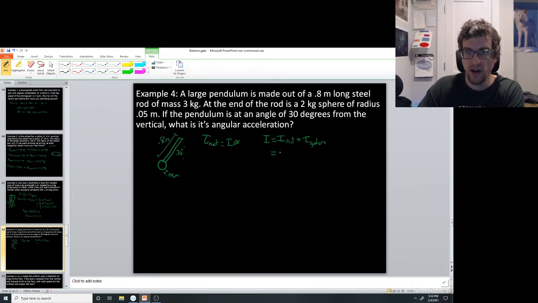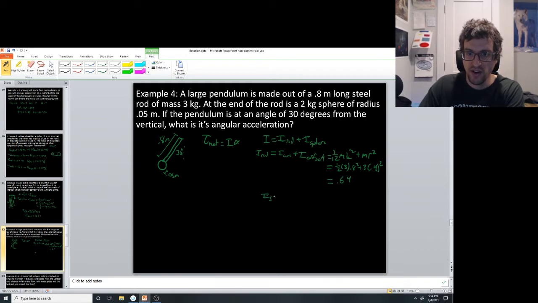That's going to be equal to I rod, which is I center of mass plus I offset, which is 1/12 ML squared, plus the offset, right? It's being pivoted at one end, so that is 1/12 times 3 times 0.8 squared plus 3 times 0.4 squared, right? Because it's offset half of its length. And that comes out to be 0.64.